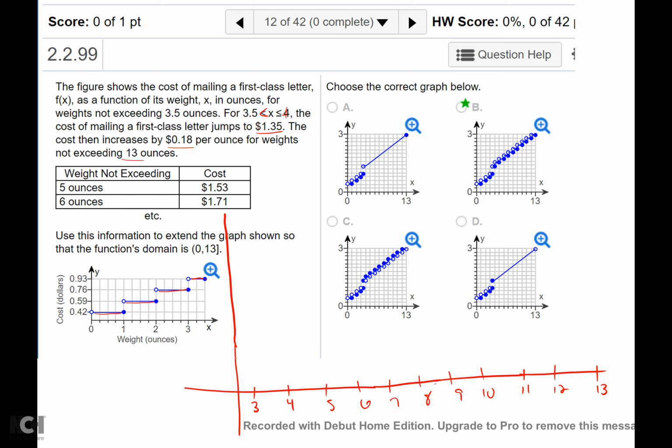Okay, what are we doing here? So between 3.5 and 4, the cost jumps to $1.35. So from 3, not including 3.5, so that one's open, to 4, that one's closed, it's $1.35. After that, we start increasing by 18 cents per ounce. So between 4 and 5, I would go from 0.5 though. 18 cents per ounce.